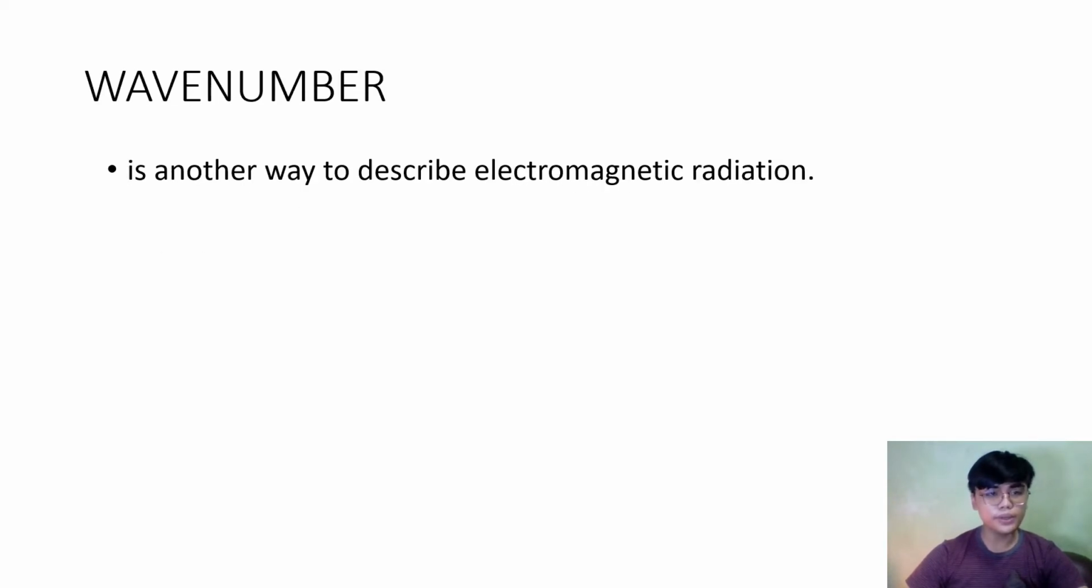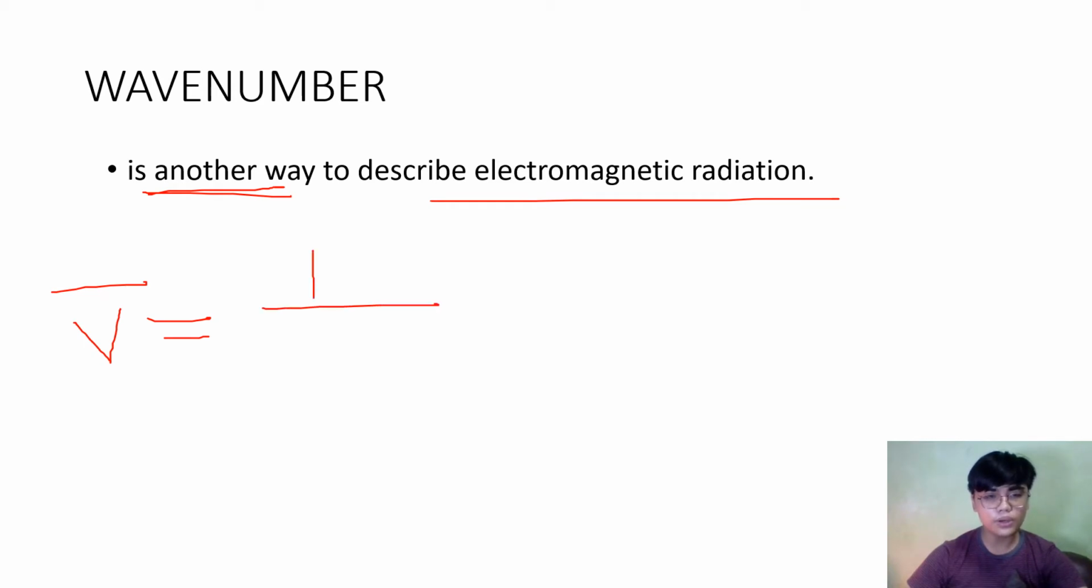The wave number is another way to describe electromagnetic radiation. It is defined as the number of waves per centimeter, and is equal to 1 over the wavelength. By definition, wave number has the units of centimeter raised to negative 1.